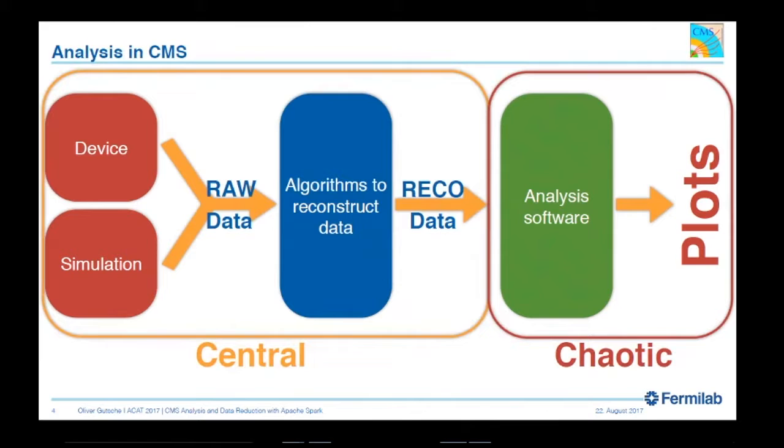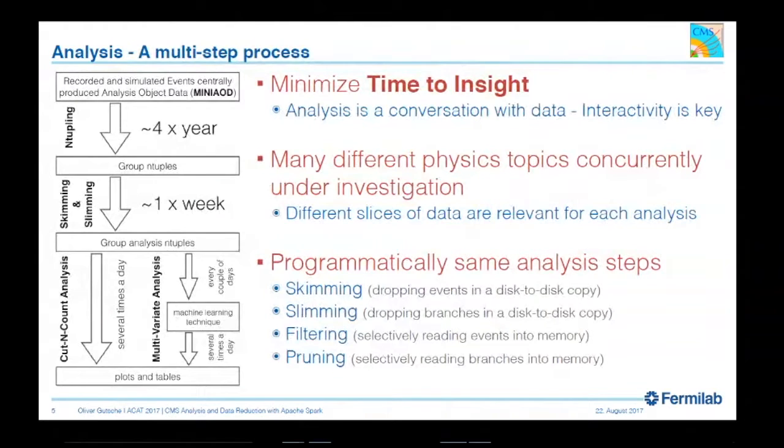If you look a little bit more in detail at how this is organized, I usually separate that into a central part, which is done usually by the experiment or by the collaboration in one go for everyone who is a member of the collaboration. And then I call it the chaotic part, where every analyst or analysis group who is really pursuing a specific analysis topic is looking at parts of the data, looking at parts of the simulations, and deriving their plots from them. So this is what we're talking about, and this is what we're trying to optimize.